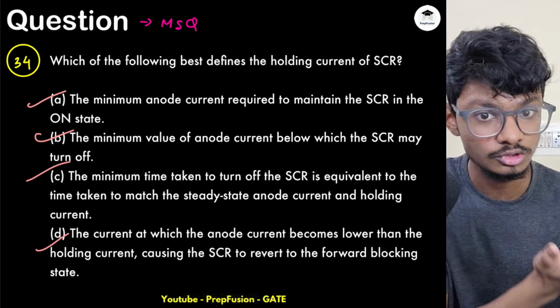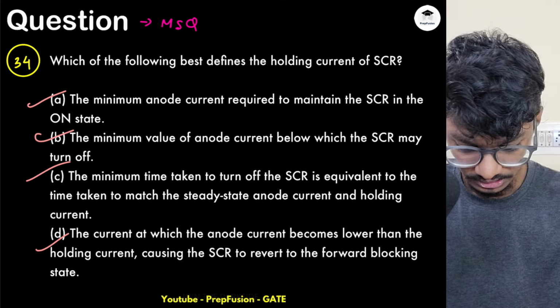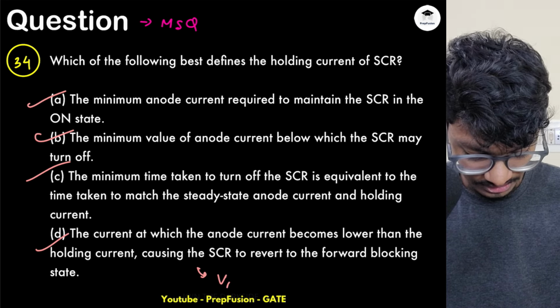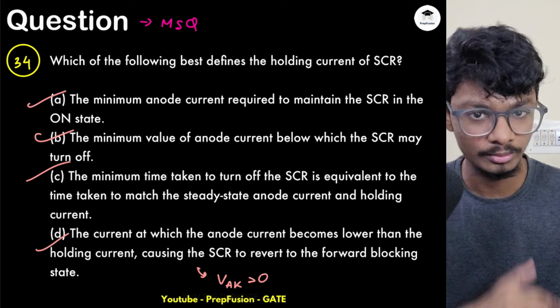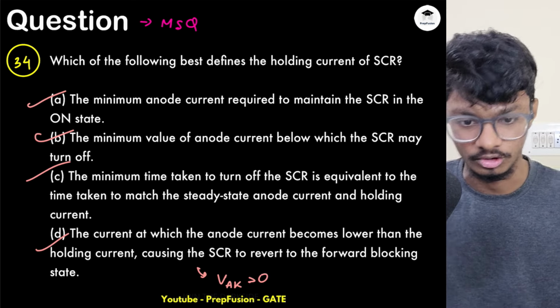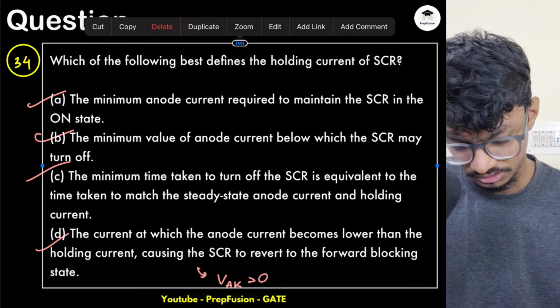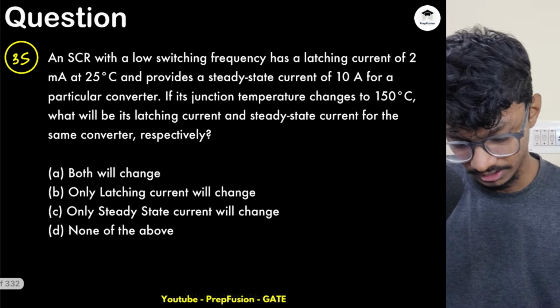Below this, the SCR goes to what? Again, forward blocking state. Given the VAK is positive, then only it will be forward blocking mode, or else it will be reverse blocking mode. Okay, so these are the few things about the holding current. Now let's go to the next question.